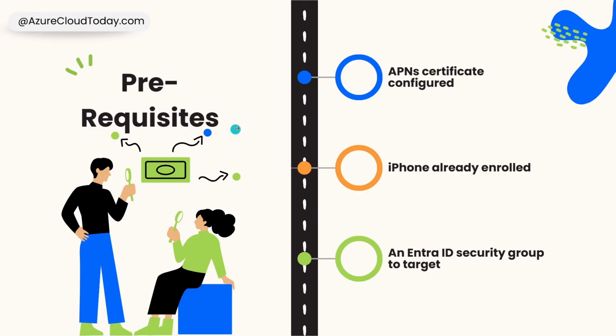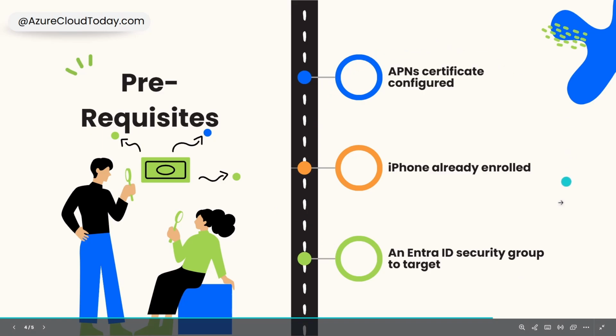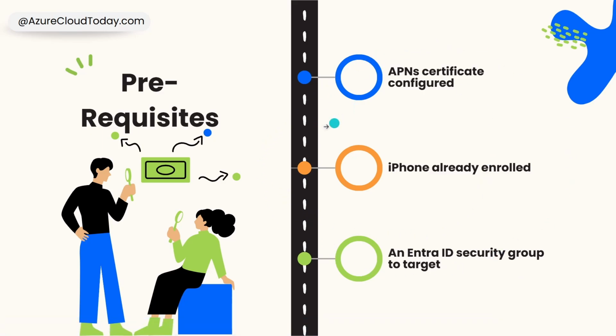Now, let's look at the prerequisites. These three things must already be in place for this to work. First one is your Apple push notification certificate, the APNS cert, which has to be set up already because nothing iOS related works in Intune without this. If you want to know how to set up APNS, then please click on the card attached on the top right of this video. Second is that the iPhone needs to be already enrolled in Microsoft Intune.